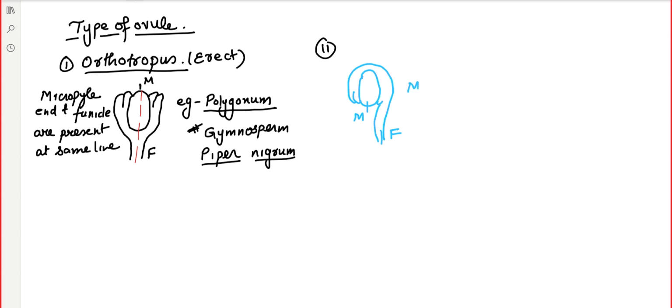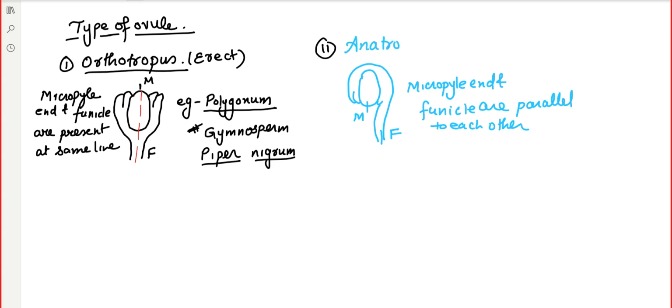So what we'll say in this, the micropyle and funicle are parallel to each other, and this is called the anatropous type. Anatropous type. Now this is the most important one because 82% of plants have this particular type of ovule, and this is the ovule structure which we dealt with in the last class.